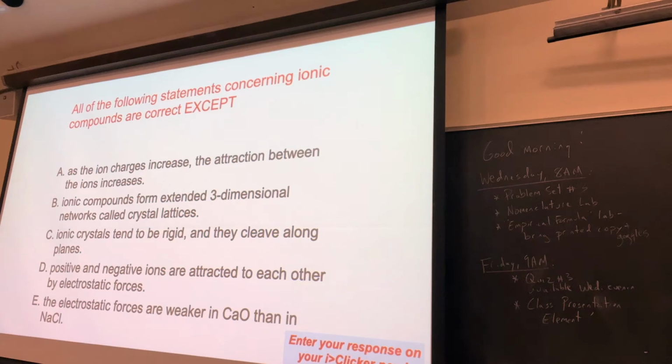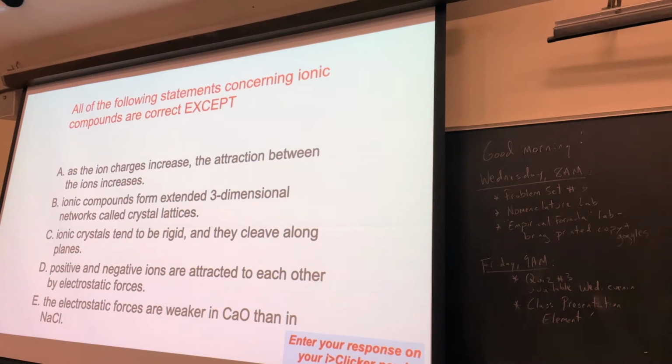Second one, ionic compounds form extended three-dimensional networks called crystal lattices, is true. I showed you some pictures of how it goes: sodium chloride isn't just one Na and one Cl, it's NaCl, NaCl, NaCl. And it's in all dimensions, all directions, all right? So instead of having just one NaCl to break up, it's actually a lattice of sodiums and chlorides to break up to make it happen. And they're very, very strong. So the next one is true as well.